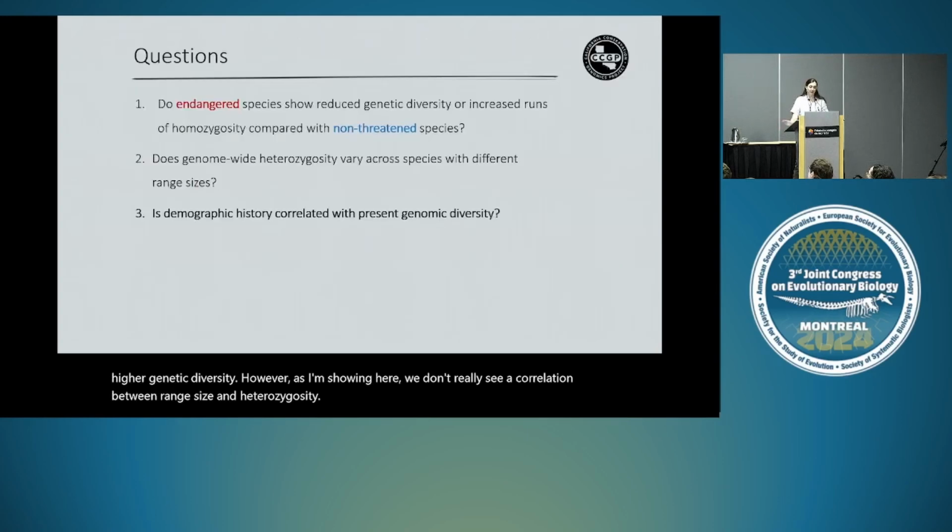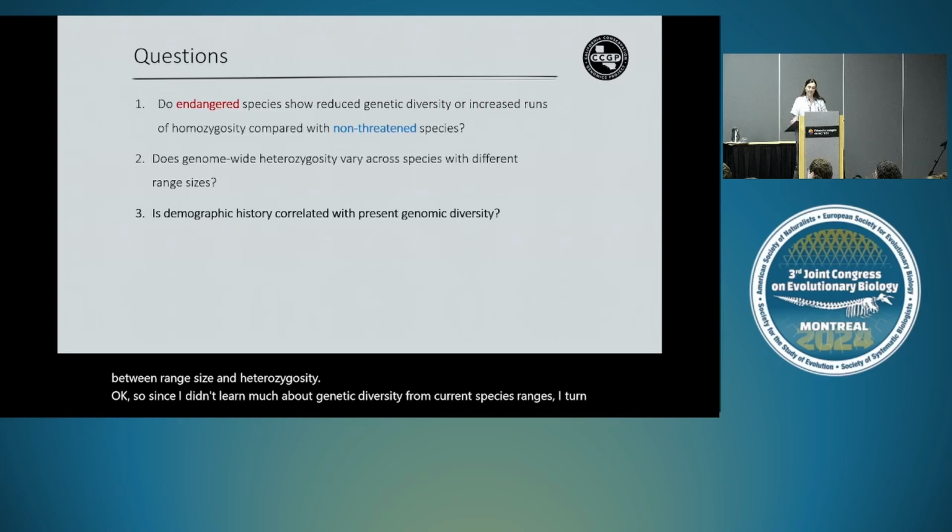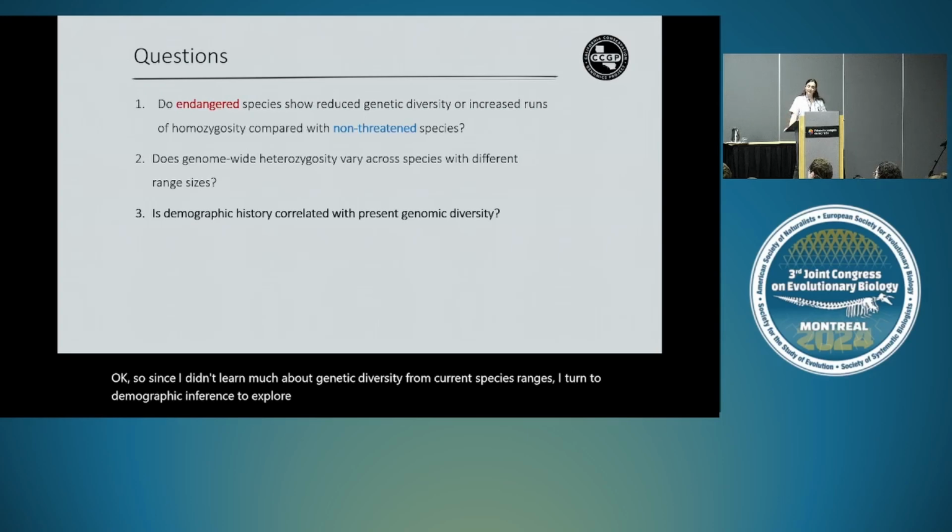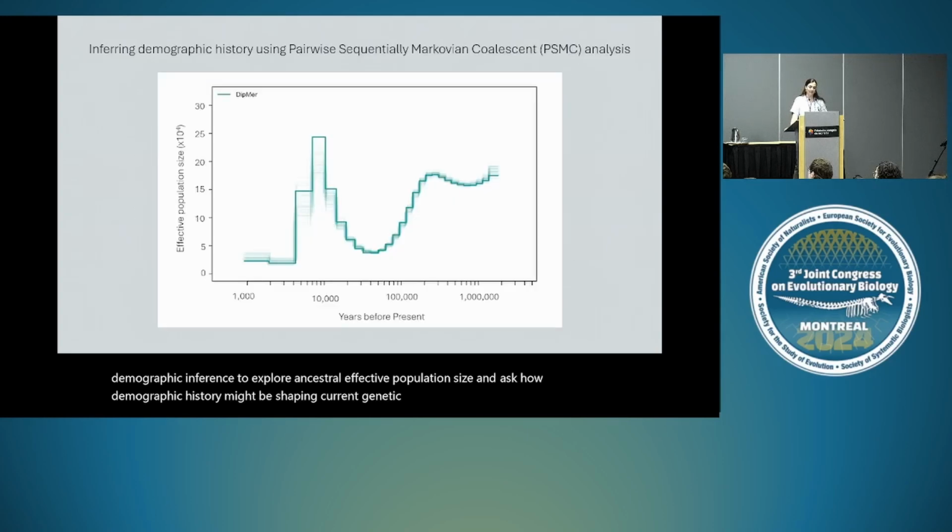Okay, so since I didn't learn much about genetic diversity from current species ranges, I turned to demographic inference to explore ancestral effective population size and ask how demographic history might be shaping current genetic diversity. I estimated past effective population size for each species with pairwise sequentially Markovian coalescent analysis, or PSMC, which estimates past population size based on local recombination and coalescent events across a single genome.